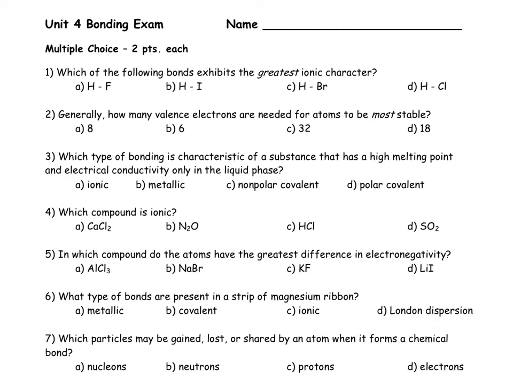The next, number two, asks you generally how many valence electrons are needed for atoms to be most stable. Well, you know what that answer is, or you should know. Number three, which type of bonding is characteristic of a substance that has a high melting point? You know that. I'm not gonna go over that. It's in your notes.